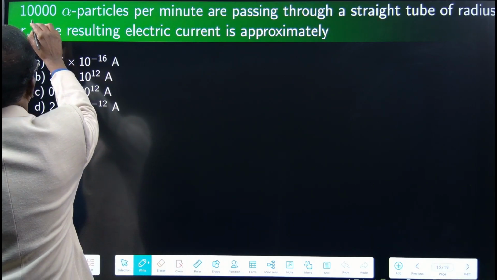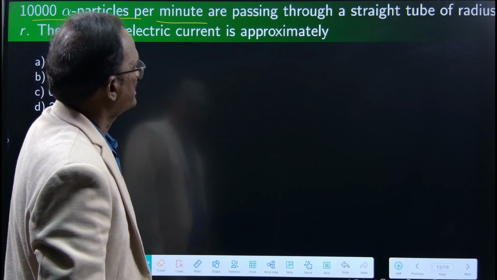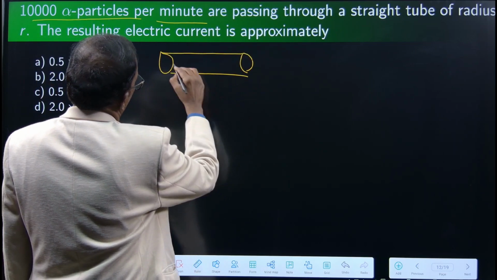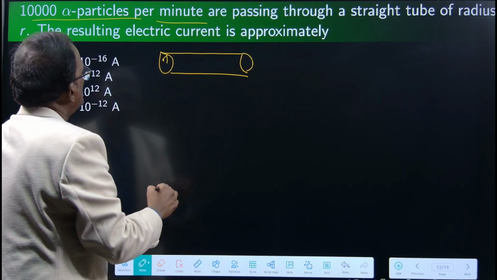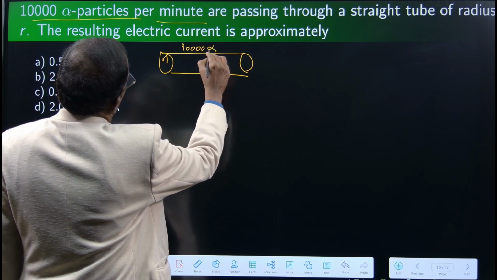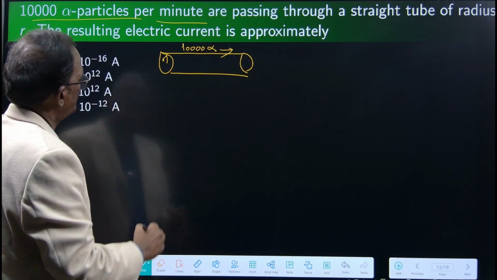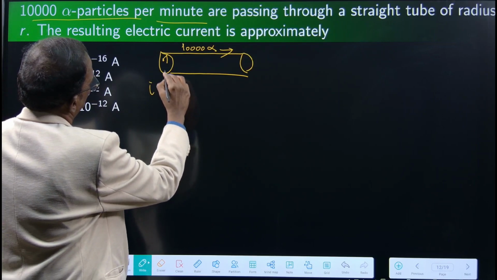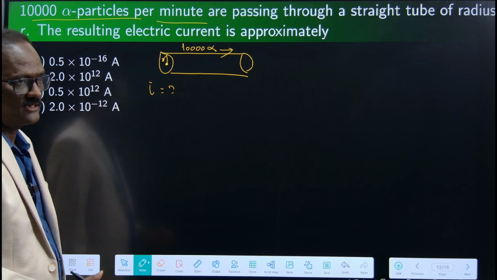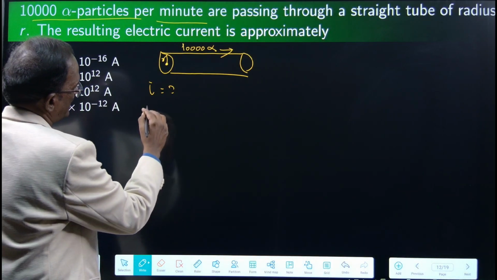10,000 alpha particles per minute are passing through a straight tube of radius r. The resulting electric current is approximately I is equal to what? The radius is r, and 10,000 alpha particles means it is a fixed number of alpha particles flowing.